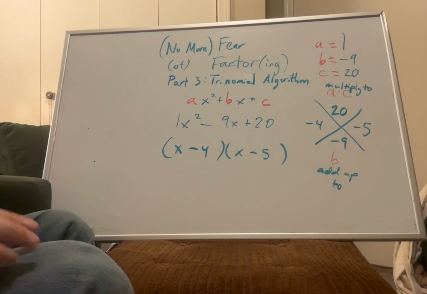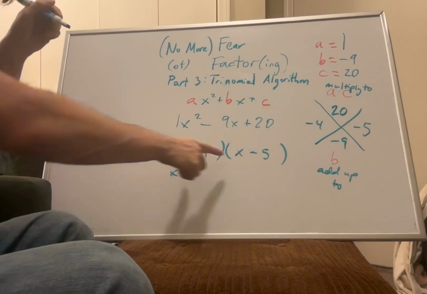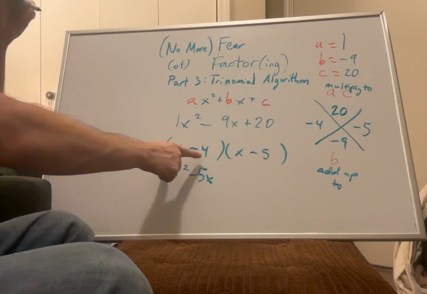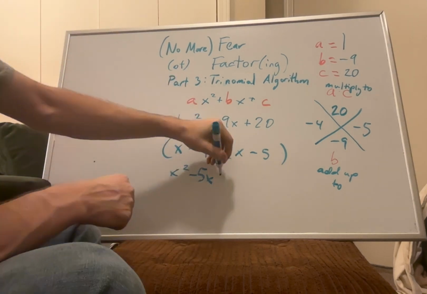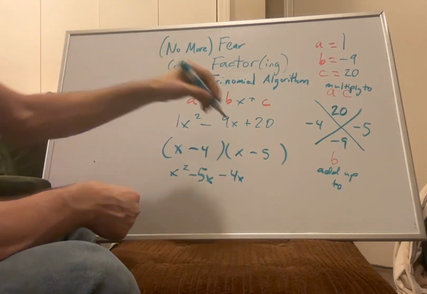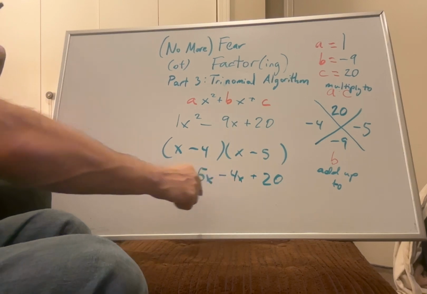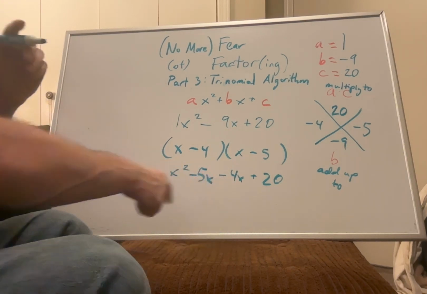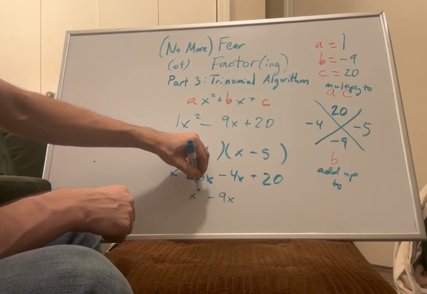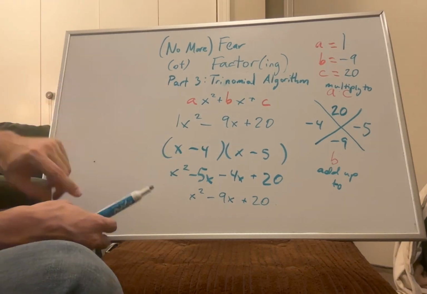So we can double check. X times x is x squared. x times negative 5 is minus 5x. Negative 4 times x will give us minus 4x. And lastly, negative 4 times negative 5 will give us plus 20. And then the last step is to combine the like terms. Negative 5x minus 4x will give us a minus 9x. And then sure enough, x squared minus 9x plus 20 was our desired polynomial.